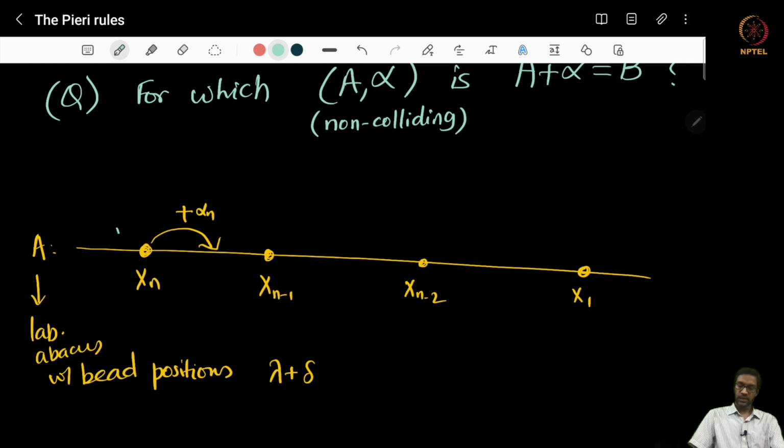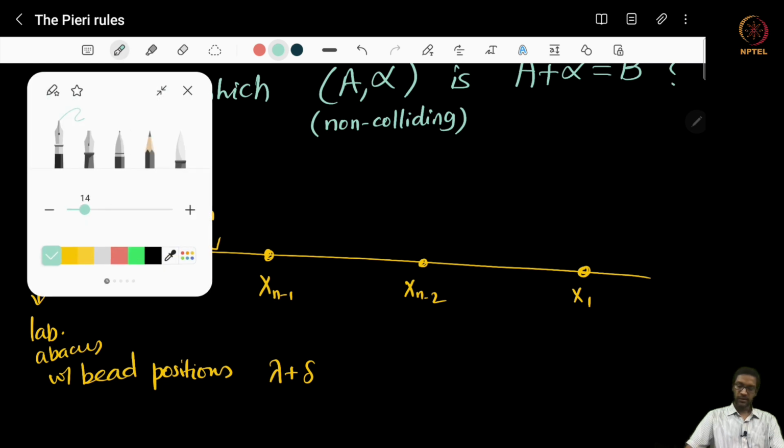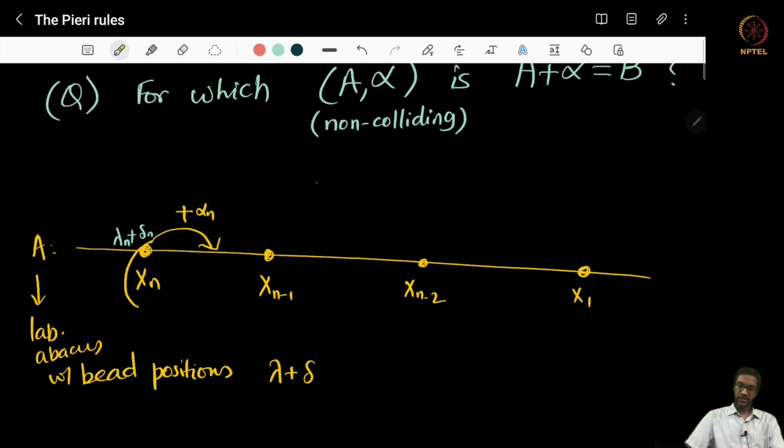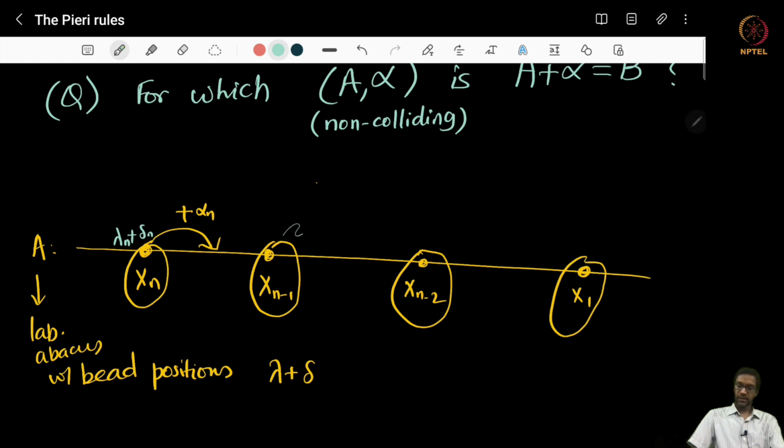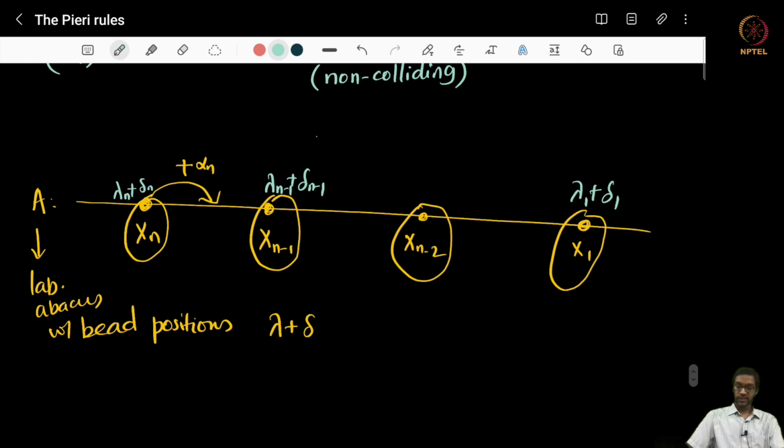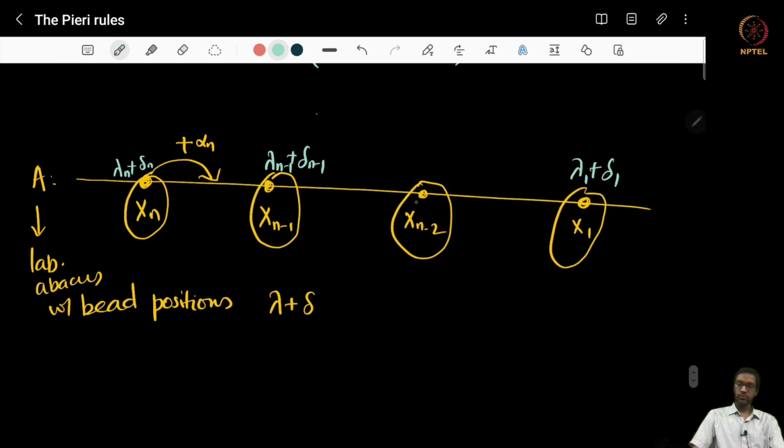So let's write that down. This guy is actually at position lambda n plus delta n. Okay, and the bead is labeled xn. Okay, so this is sort of bad notation. I should have just labeled the bead. So this bead is labeled xn minus 1, xn, and the bead positions themselves are lambda n minus 1 plus delta n minus 1 and so on. So those are the bead positions. Okay, now the point is, when I keep giving it an alpha n, it shouldn't go past the next guy. So what are my conditions here? So let's just do the most general condition.